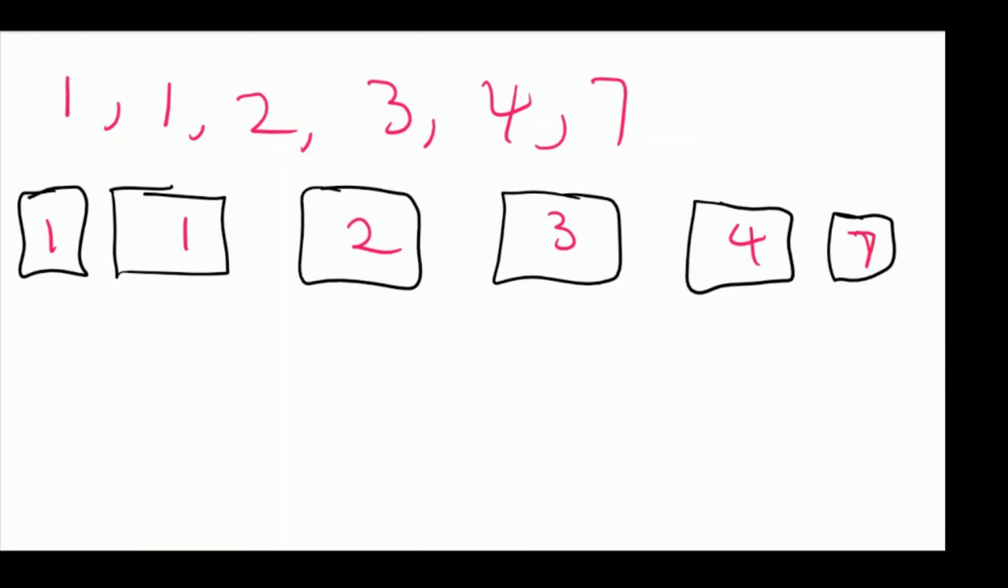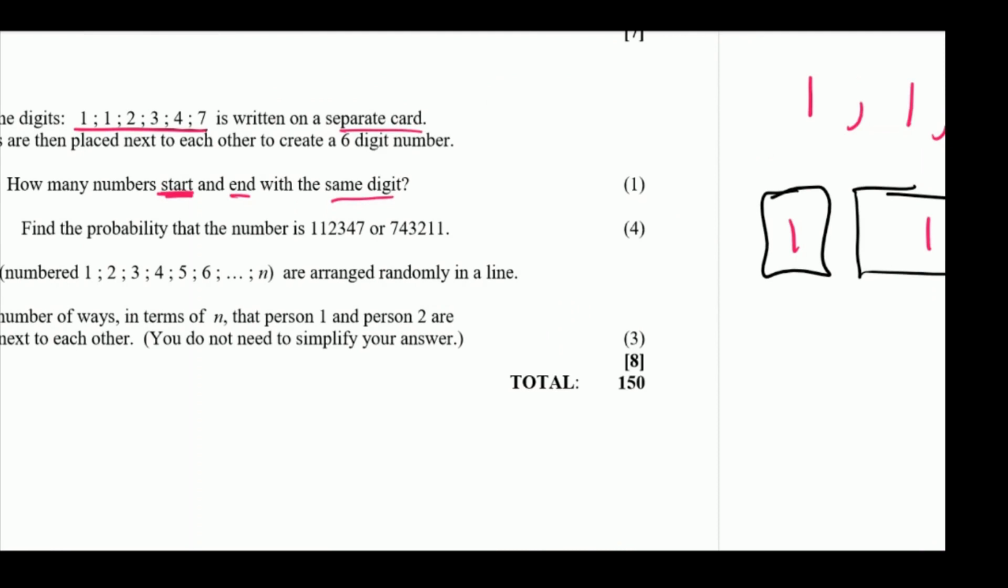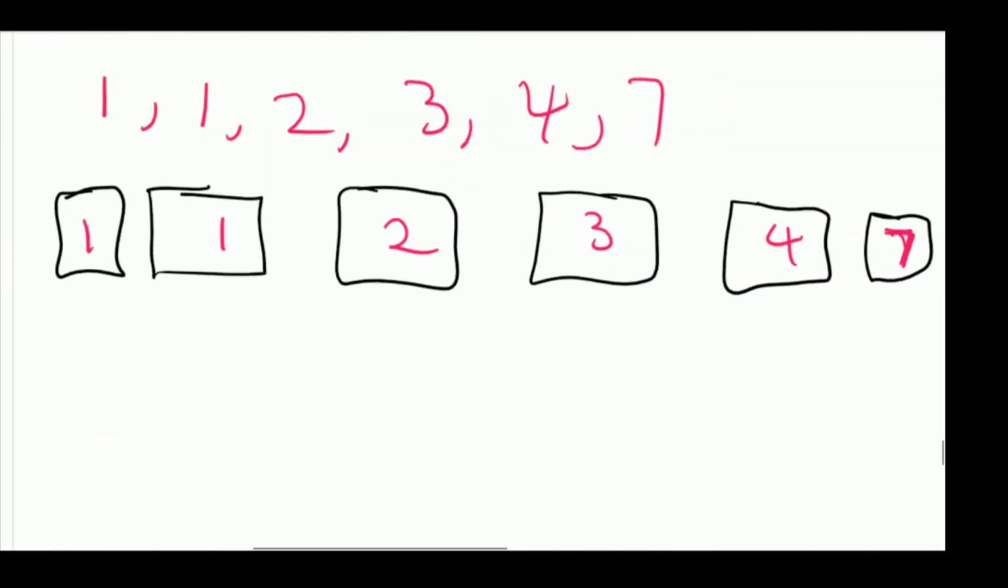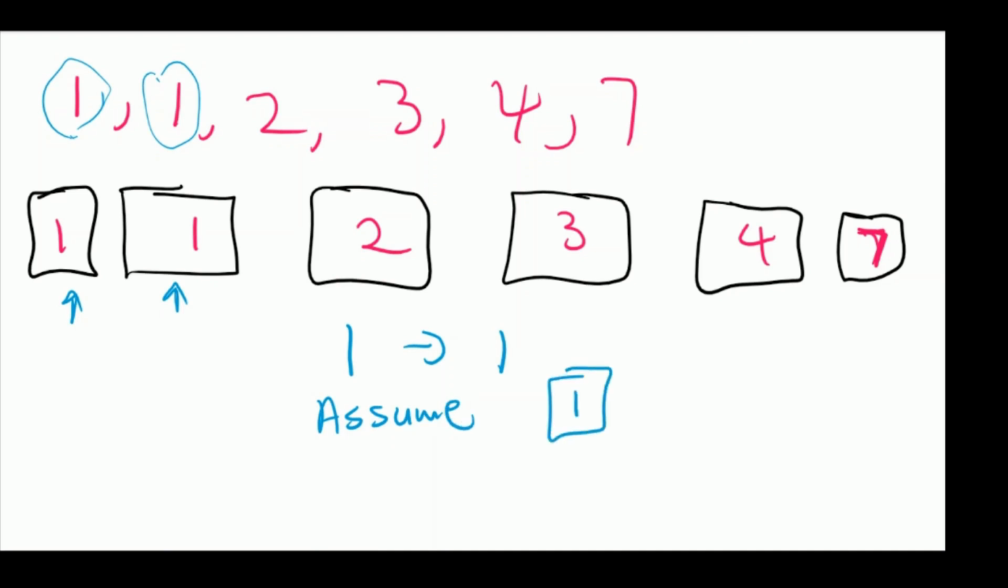So to solve this problem, because the question says that we want the number of numbers that start and end with the same digit, don't confuse same digit with identical digit. We can simply say this number 1 here is the same as this 1 here, if we say this card is the same as this card. And we assume that the card of 1 and the other card of 1 are identical. When you talk of identical, you think of twins.